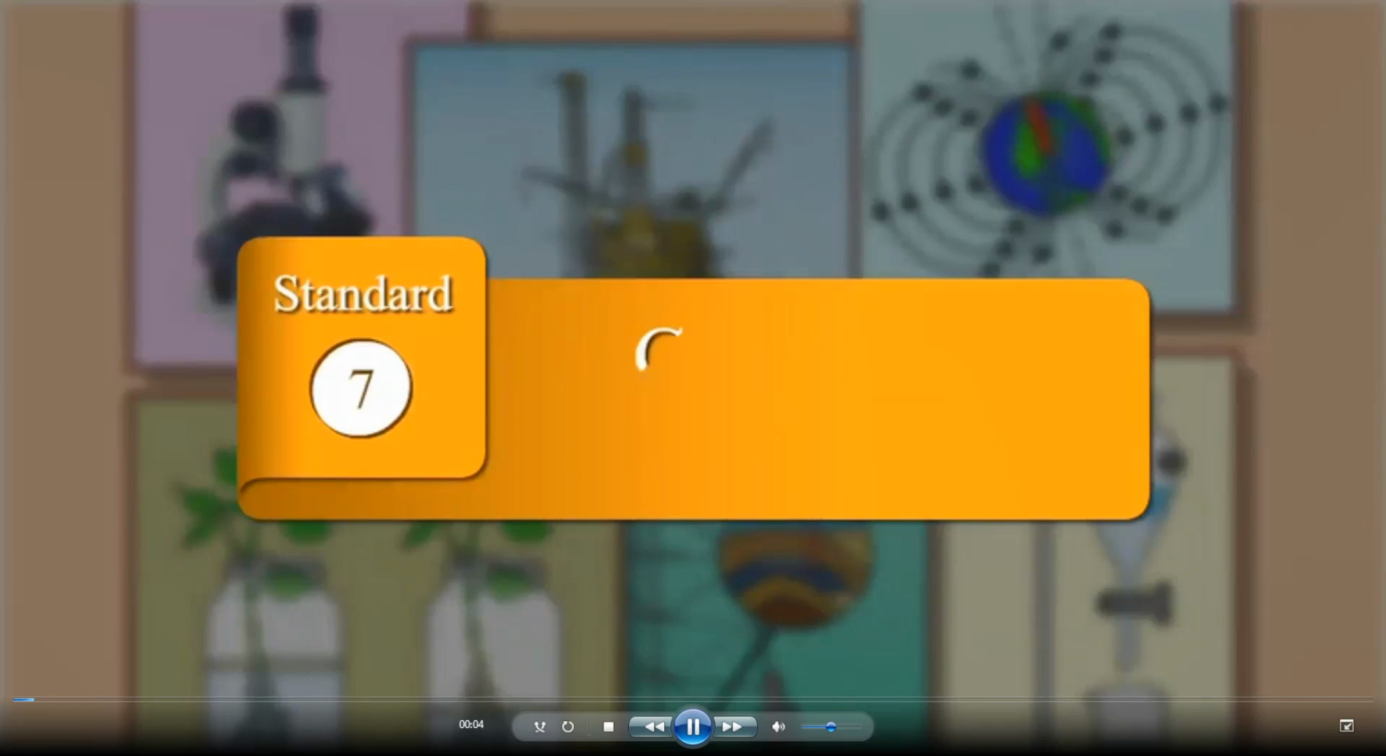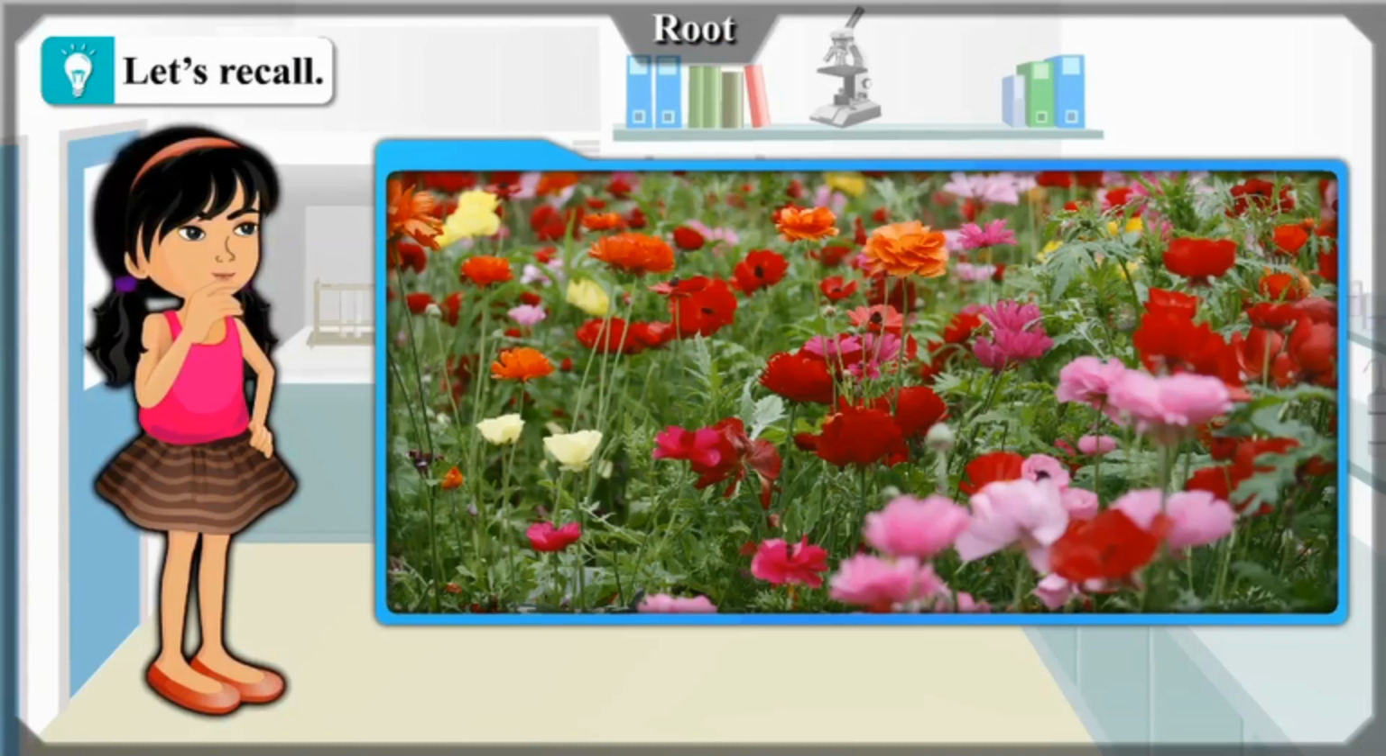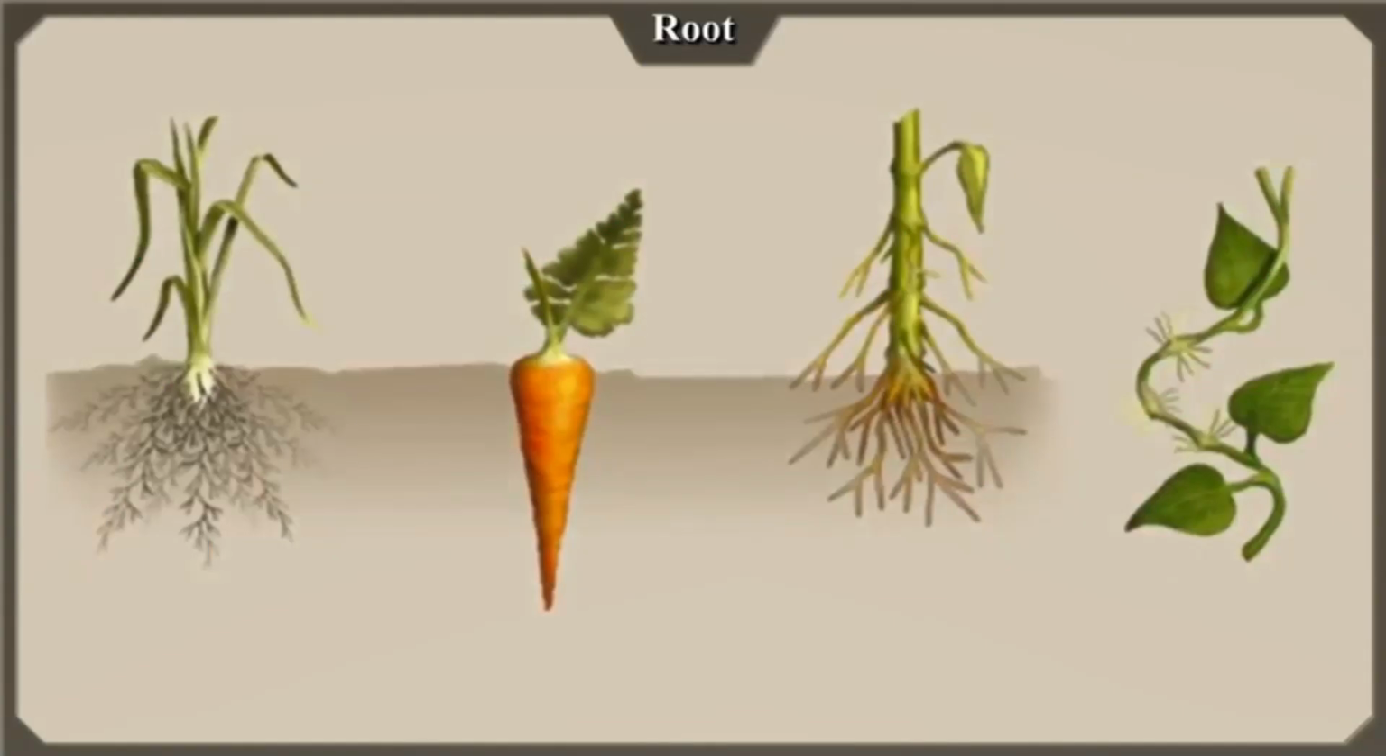Root. Let's recall. 1. What helps us to easily identify the plants around us? Leaves, flowers, fruits, etc. Parts of different plants. Let us now acquaint ourselves with these plant organs in greater detail.